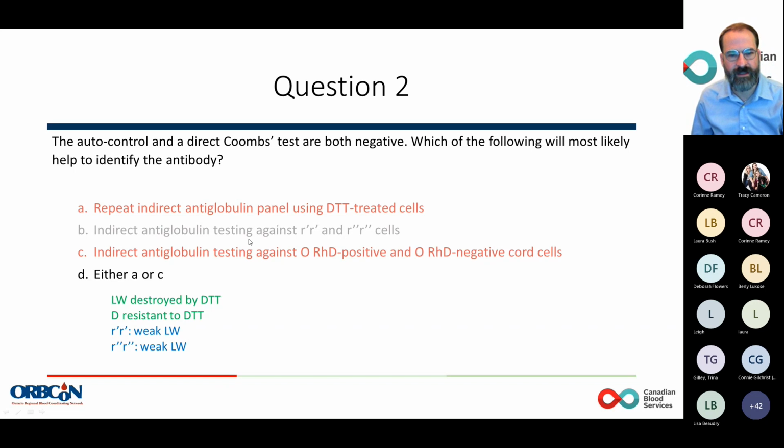Indirect antiglobulin testing against the R prime and R double prime cells wouldn't really help us differentiate much here, because it's these cells that are little r that are going to be low in their D expression. They have no D on them, so they will have low LW expression. And so if it is an LW specificity rather than a D specificity, these cells won't really help us to solve that, because they'll be low in LW, so we would expect it to be not reacting with an anti-LW, and it wouldn't react with an anti-D either. So it's not going to help us much with what we're trying to answer with this question.